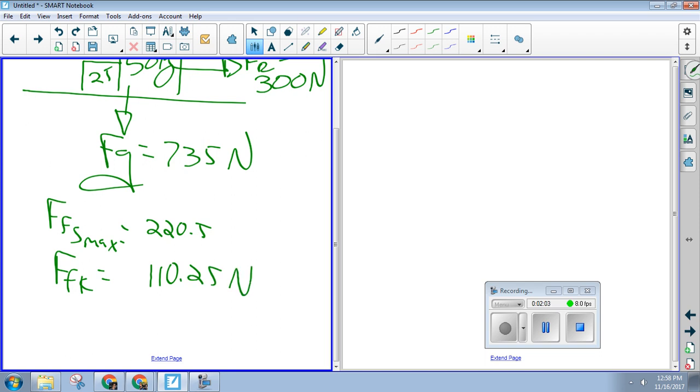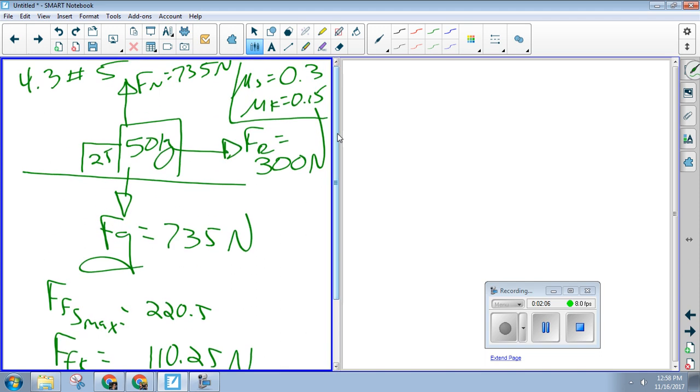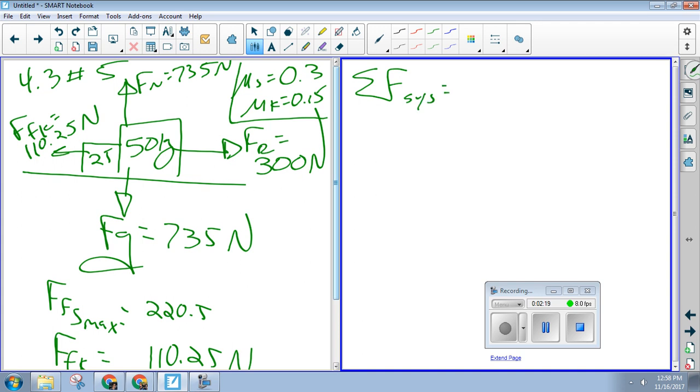Am I going too quick? Okay. So put that in the drawing. Force of friction, kinetic, 110.25 newtons. So now I can find the net force on my system. It's going to be 300 minus 110.25, which gives you 89.75, is that right? Yeah. Newtons. So there's the net force on the system. 180. Sorry? 180. Oh, 180. Thank you. Everybody good?